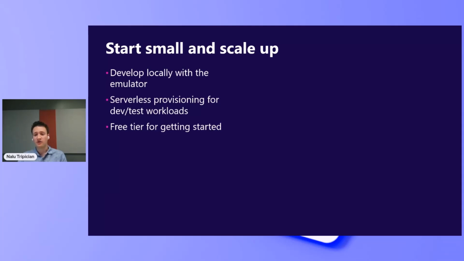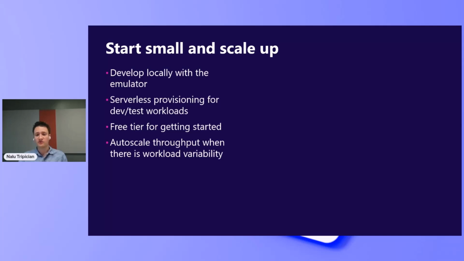Another great way to start is with free tier provisioned throughput. With every subscription, you get one free account per subscription. This allows you to have the first 1,000 RUs and 25 gigabytes of data free for the lifetime of the account. This also does not limit your scale, and you can add as much data and scale globally as you need. This is a good way to allow for a low-cost startup.